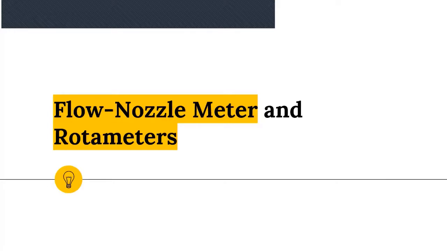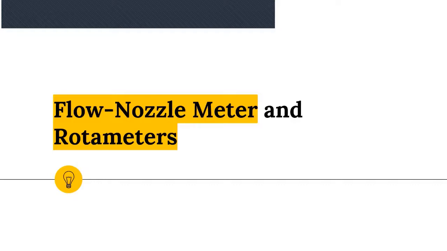So I will continue the class. Previously we talked about pitot tube, Venturi, and also orifice meter. Now we're going to the fourth and fifth topic, which is the flow nozzle meter and also rotameter. After that we will go to another measurement type for the flow rate.